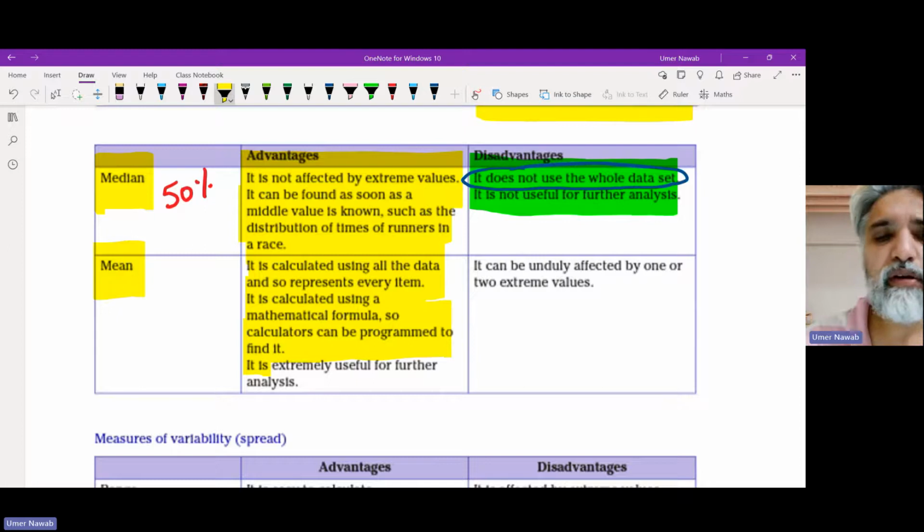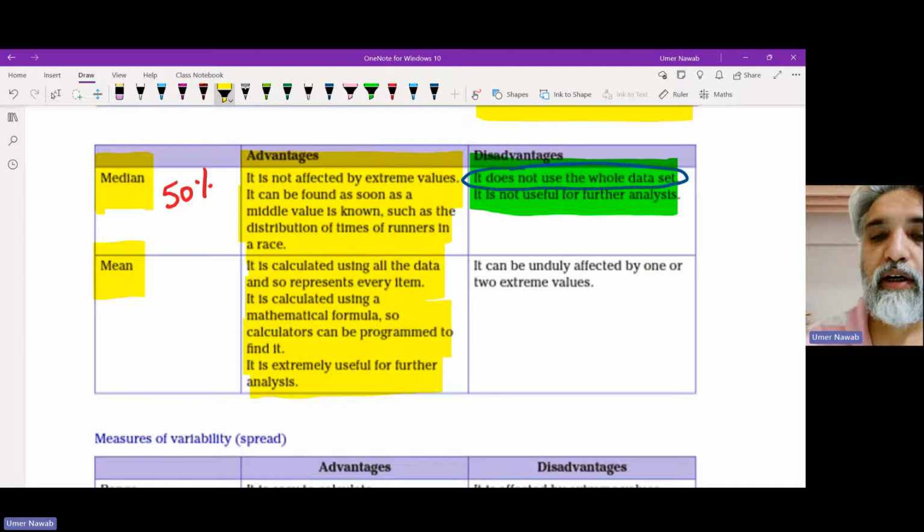Everyone knows the mean is sigma x over n if it is not a frequency table. But if there is a frequency table, then we have the formula sigma fx over sigma f. So there is a mathematical formula for the mean. You can also write it as an advantage. It is extremely useful for further analysis, as I said, because all the values are used. That's why the mean is very helpful for further analysis.